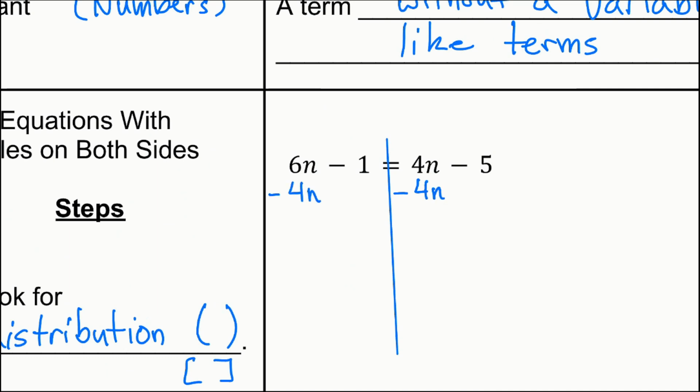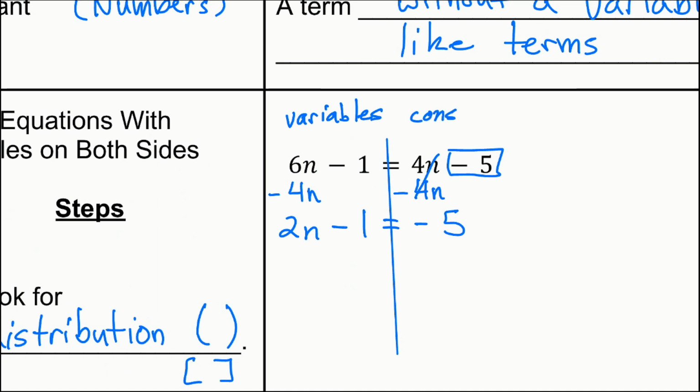away from 6. Okay, so when you do that, 6n minus 4n is 2n. That minus 1 comes straight down. And then this is a negative 5, so make sure that you know that that is a negative 5. All right, so now my variables are on one side. And at this point, it just is a two-step equation from here on out. That means my constants are on the right side. Okay, so I need to move all of my constants to that side.